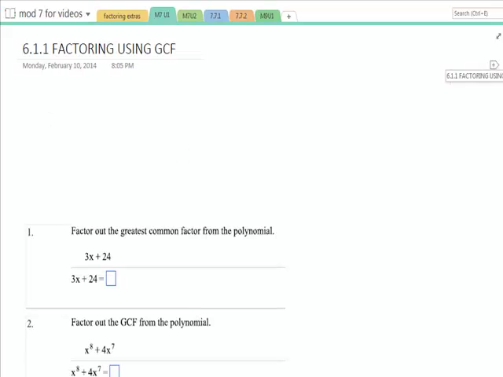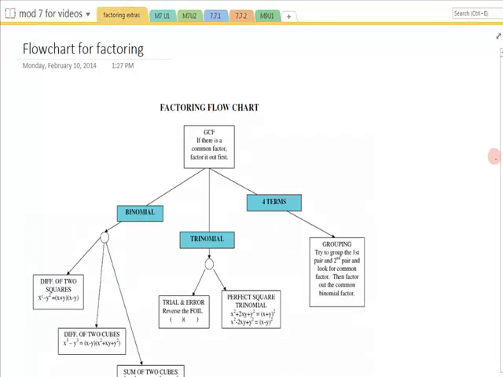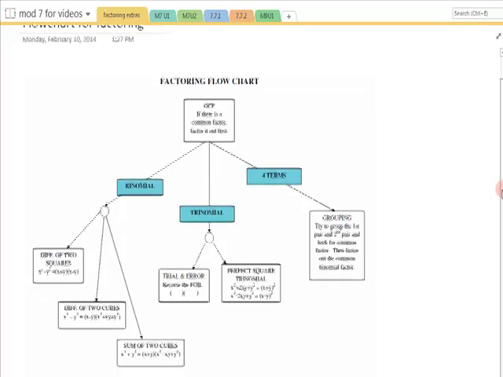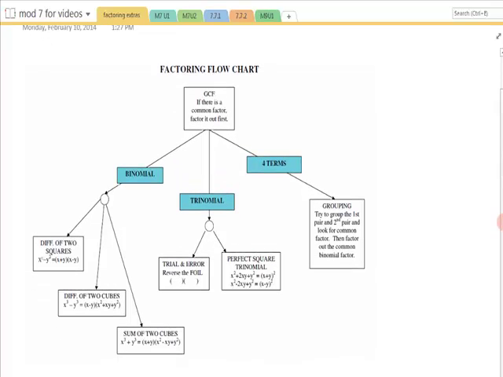We're going to have different techniques to use. The first technique we're going to use is greatest common factor. Now I want to take a minute to have you take a look at this flow chart. If you're looking at this video with it very small, then you might want to enlarge it to full screen size. This is the factoring flow chart. I'll come back to it periodically.